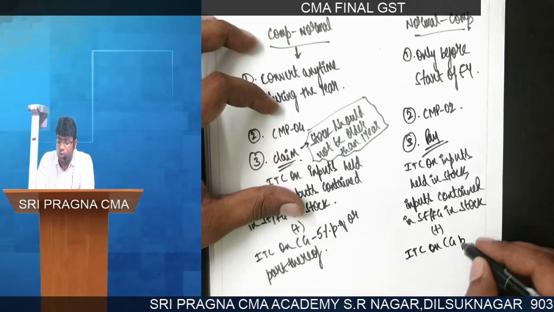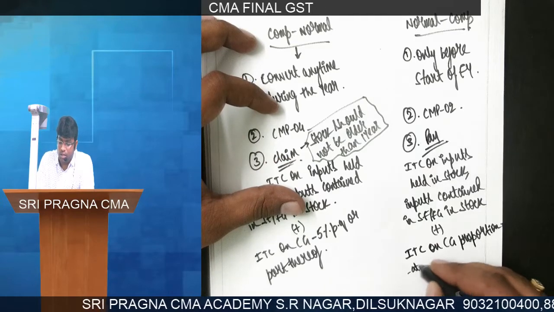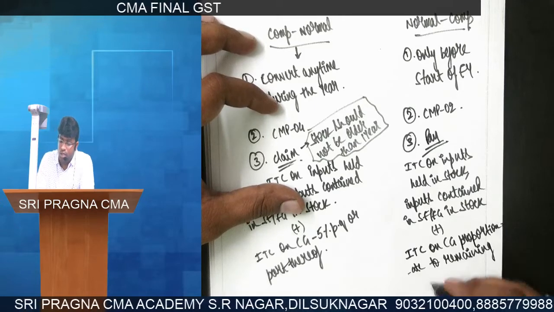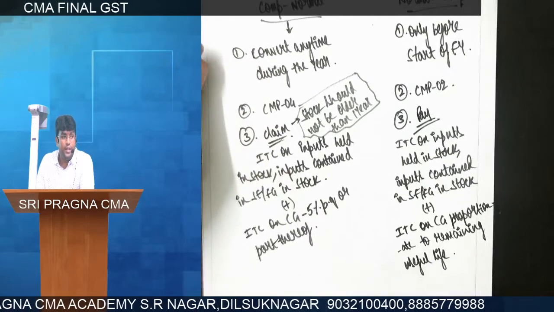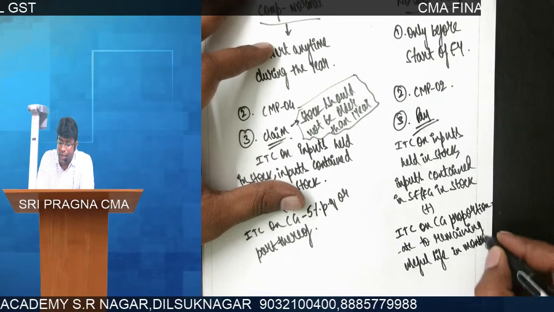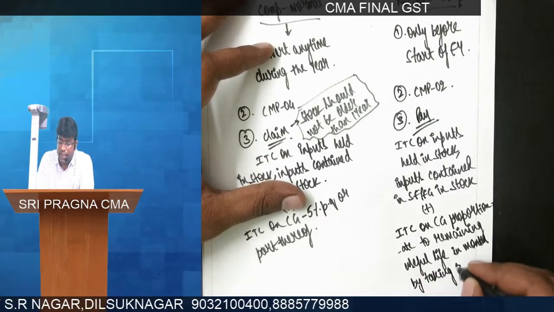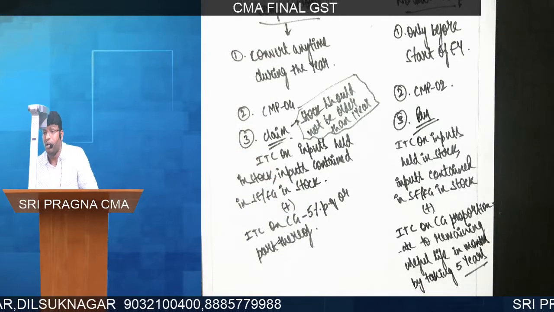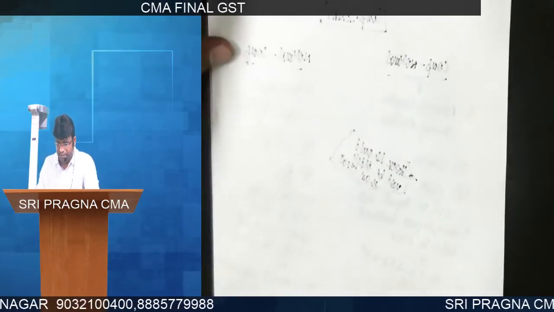Plus, this point is more dangerous. ITC on capital goods proportionate to remaining useful life in months, by taking 5 years. By taking what, sir? 5 years. Let's take an example to understand this better.